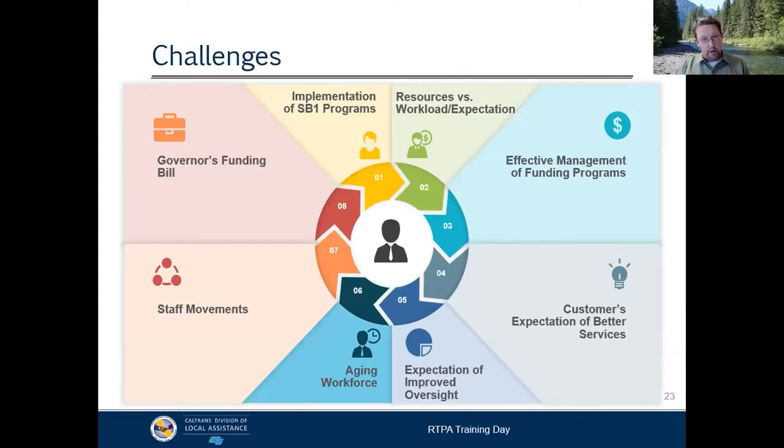A couple of the challenges that we're addressing, and then I'll move into wrap up, is obviously the implementation of SB1, a massive infusion of funding. And it takes a lot to push that much paper to deliver that much funding for that many local projects. Okay. We're always seeing attrition and rotation and movement in the Caltrans workforce. Caltrans is always hiring, a great place to work if any of you are looking for a new role or responsibility.